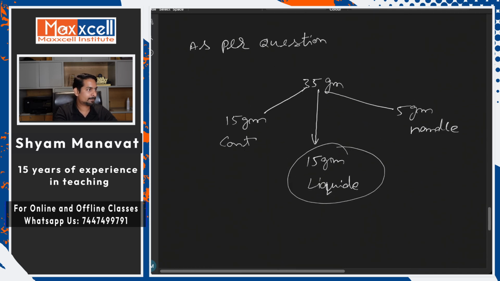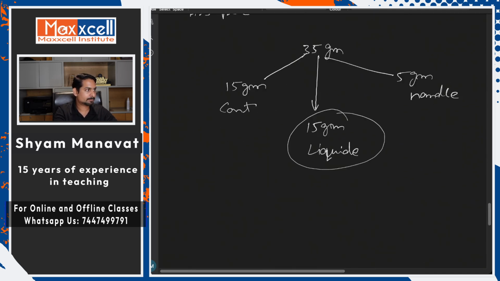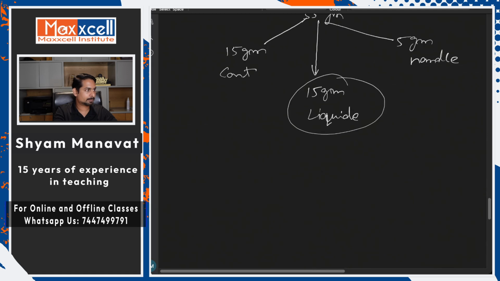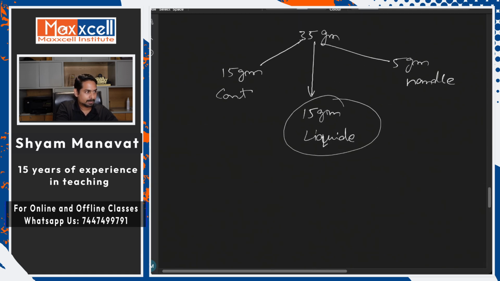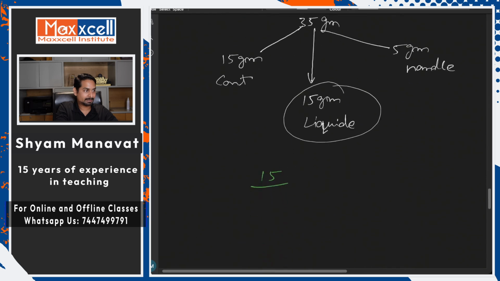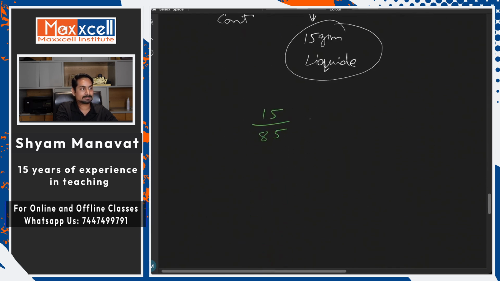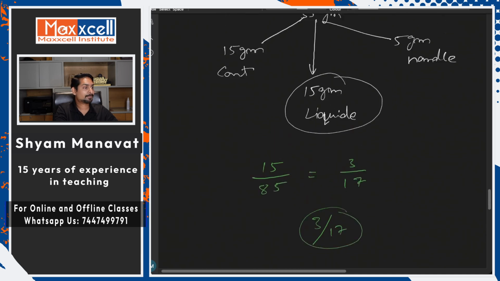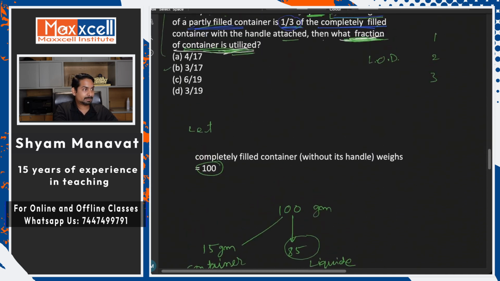So that is going to be what? 15 grams. Yes, 15 grams is liquid now, compared to the liquid capacity, which is nothing but 85 grams, that is utilized. If you simplify this, 5 3s are 15 and 5 17s are 85. So the ratio is what? Not the ratio, the fraction: 3/17 part of the container is utilized. Did you understand this? Shall I repeat this for you? Go through this.